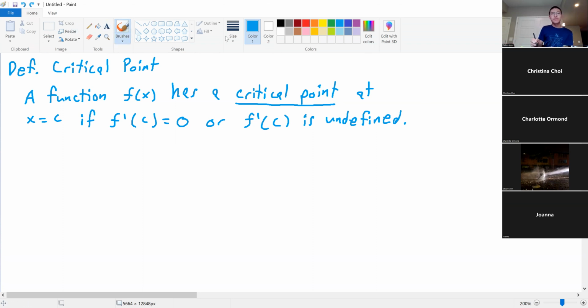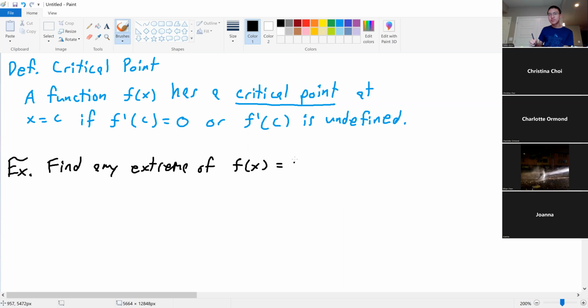So actually, yeah, let's do that. Example: find any extrema of f of x equals the absolute value of x. I hope the absolute value of x is relatively familiar. It's just the V. So we can kind of sketch our bearings. We know what the absolute value function looks like.